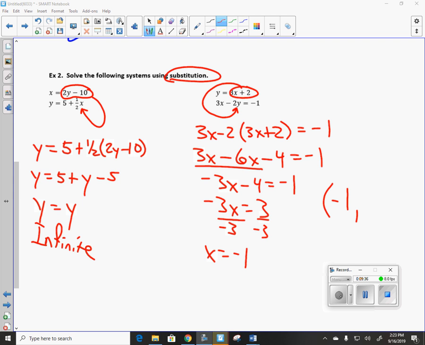How'd you know to put in the top one, not the bottom one? All right, so the top one already says y equals. The fact is you could use the top or the bottom. Either one works. But since the top says y equals, it's nice and easy to plug it into here. 3 times negative 1 is negative 3, plus 2 is negative 1.